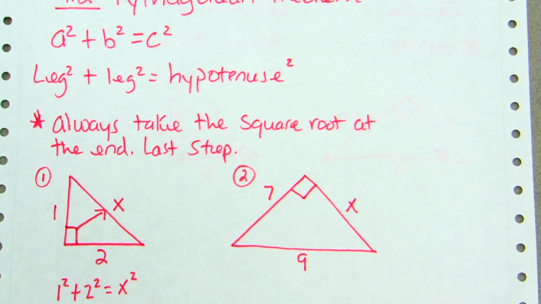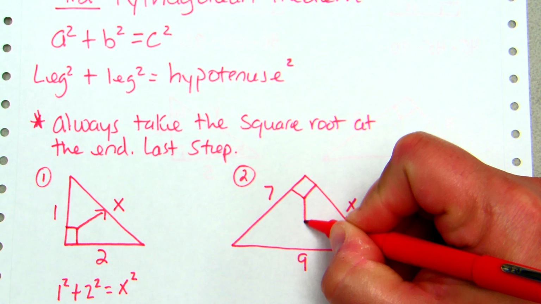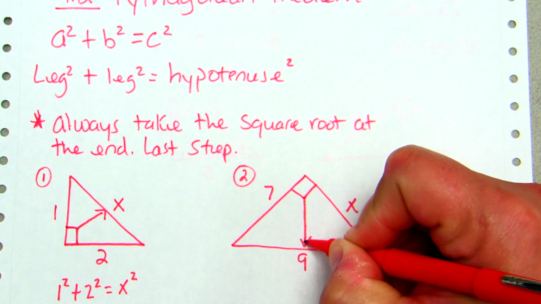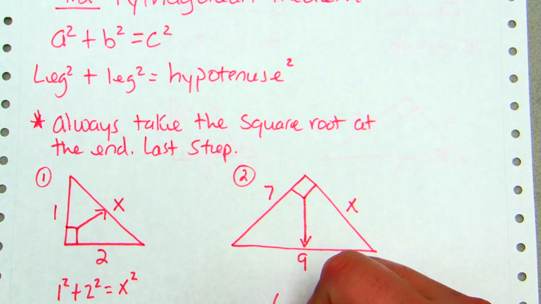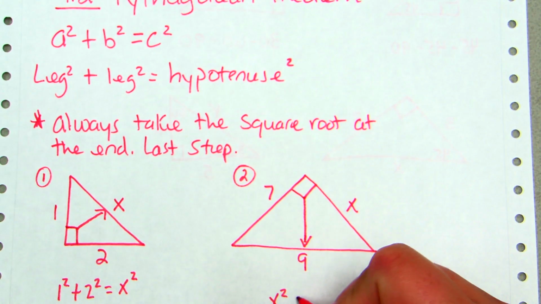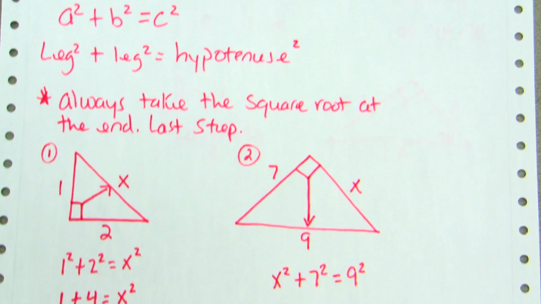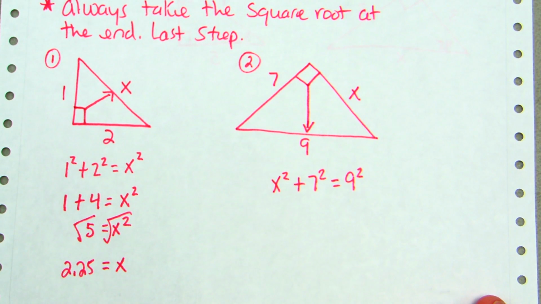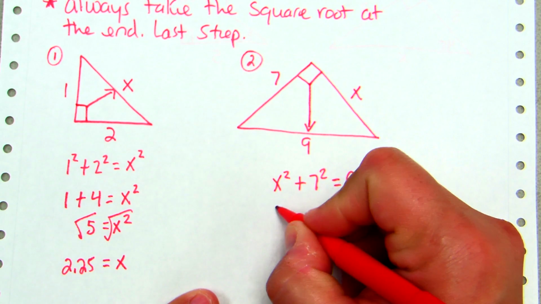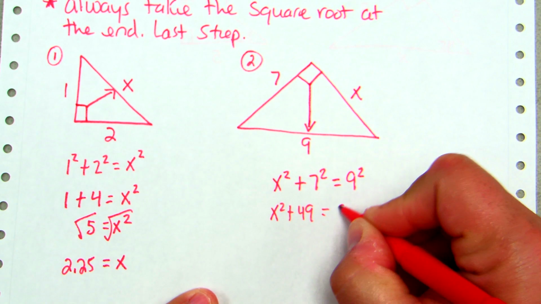Now this one's a little different. They have actually switched our triangle up on us, but if we still locate the hypotenuse in that situation, which is 9, then we can very easily set it up. So we'll just say x squared, or leg squared, plus 7 squared equals 9 squared. And that's the way that our formula should look at the start. Then we go in and we say x squared plus 7 squared is 49 equals 81.